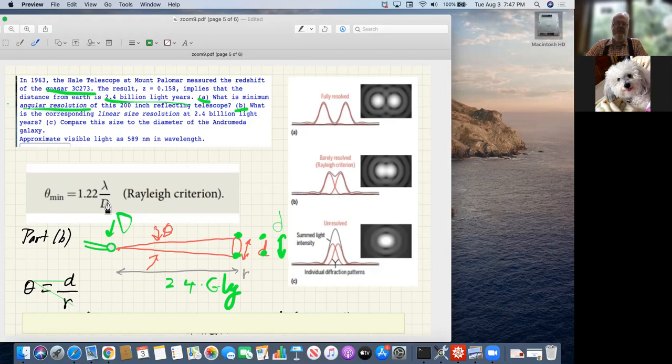1.22 lambda R over D. R is this 2.4 gigalight years. Lambda is visible light, so we just take 589 nanometers. That's kind of typical center of the visible light spectrum. And D is the diameter of the telescope. In this case, D is 200 inches.